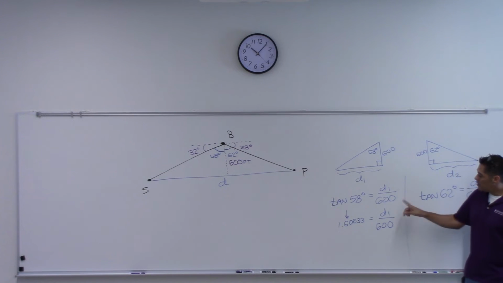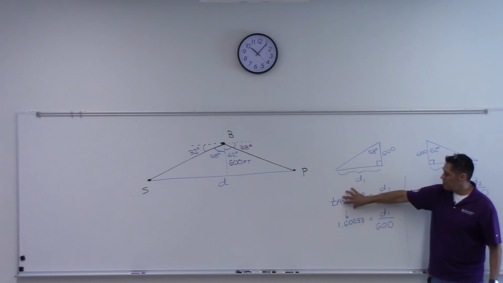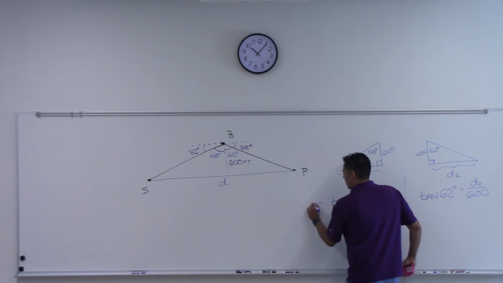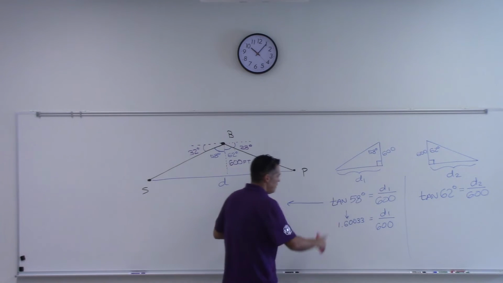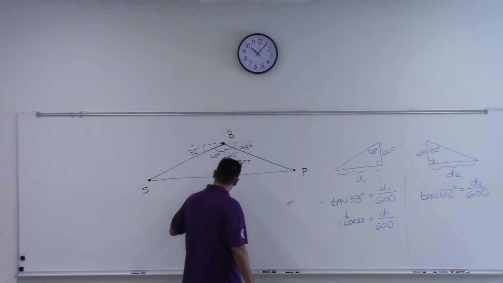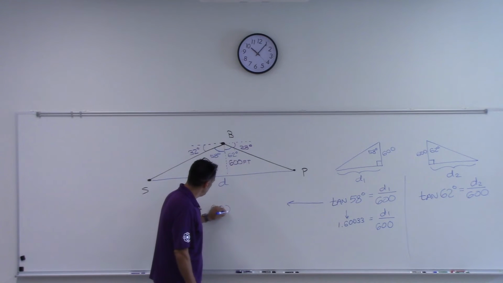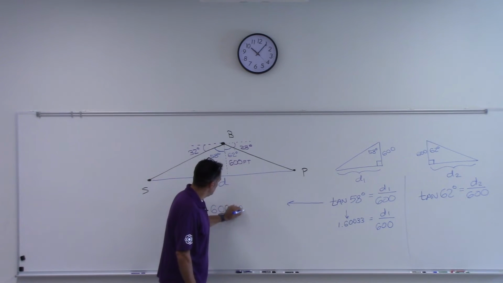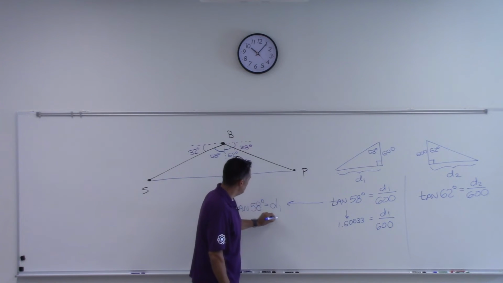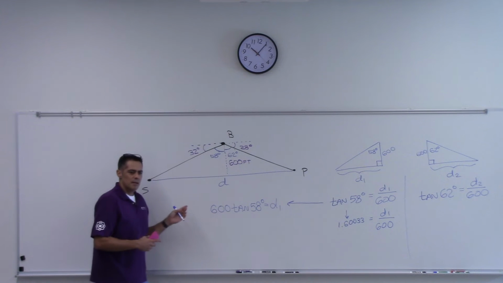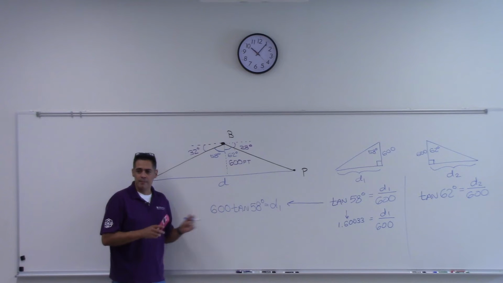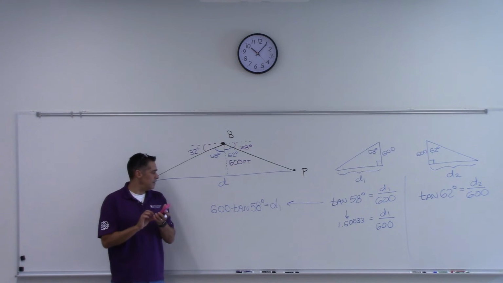So I want to back up to this. I want everyone to understand this is just a number on our calculator. You're going to see me start doing this from here on out. If I'm trying to solve for a variable, I'm going to multiply both sides by 600. So I'll write it as 600 tangent of 58 degrees equals D1. That's the way I'm going to write it. And then I'm going to go to my calculator and type this all in at one time. I'm going to do 600 times tangent 58.